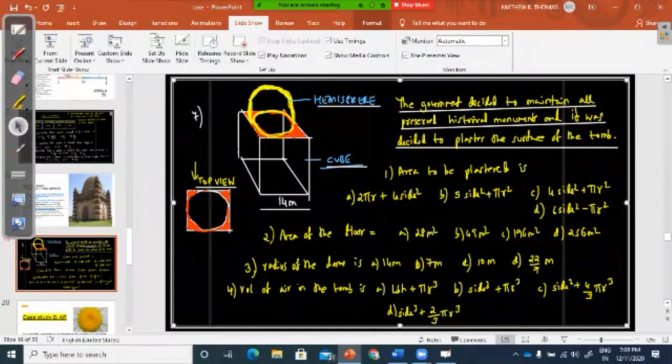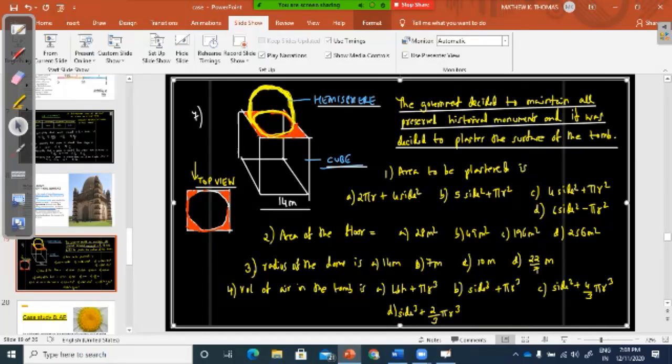What will be the area of the floor of this? What will be the area of this floor? Area of 196, sir. 196, exactly, because this is a cube. If it's a cube, then all the sides are going to be equal and the floor is going to be a square. So 14 square, we get our answer 196.